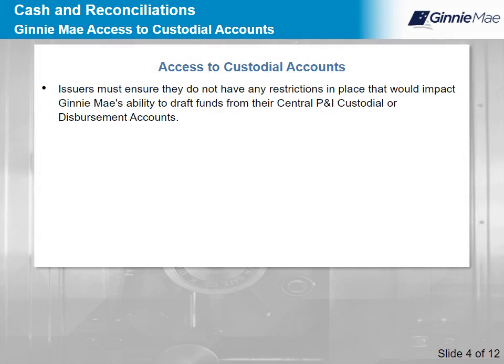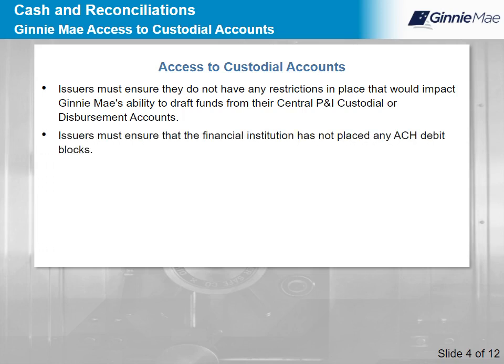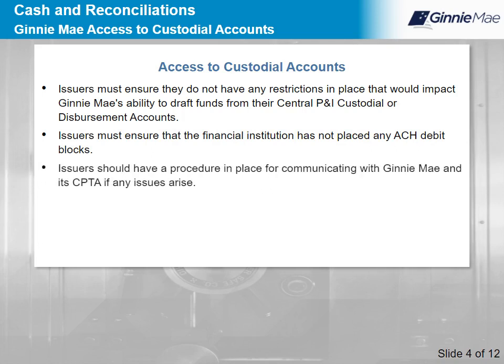It is very important that all Ginnie Mae issuers ensure they do not have any restrictions in place that would impact Ginnie Mae's ability to draft funds from their central P&I custodial or disbursement accounts on the date of the draft each month. You must ensure that the financial institution has not placed any ACH debit blocks. Issuers should have a procedure in place for communicating with Ginnie Mae and its Central Payment and Transfer Agent, CPTA, if any issues arise or are identified. This includes available funds for the guarantee fee draft.